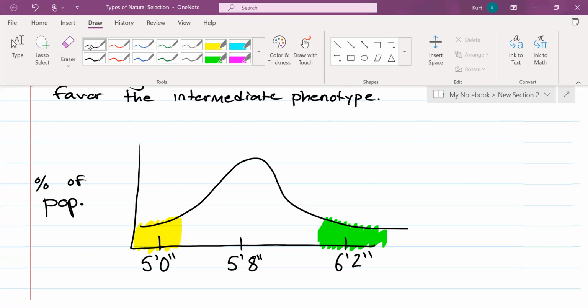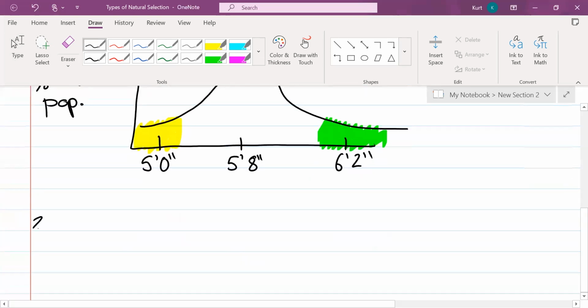Questions? That's it. Number 2, directional selection.